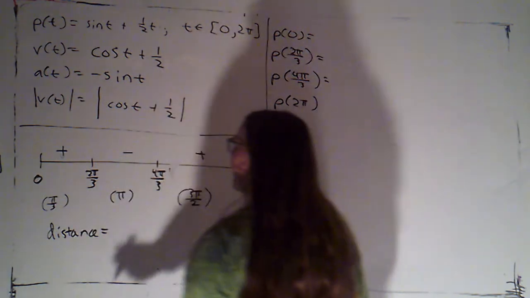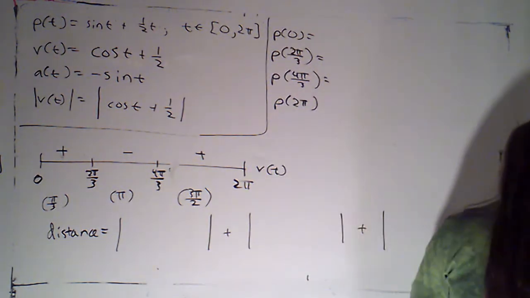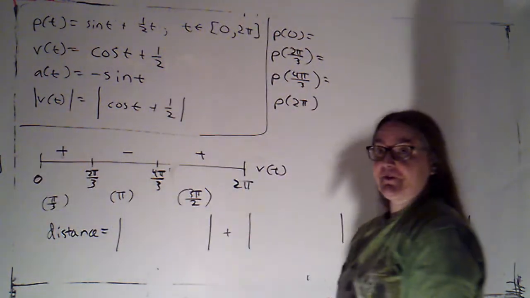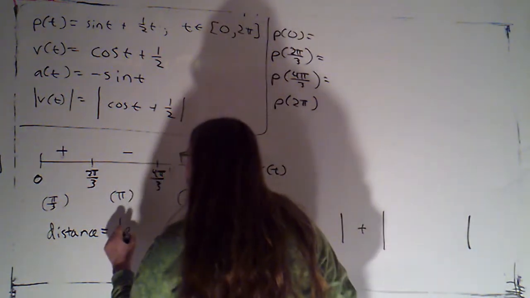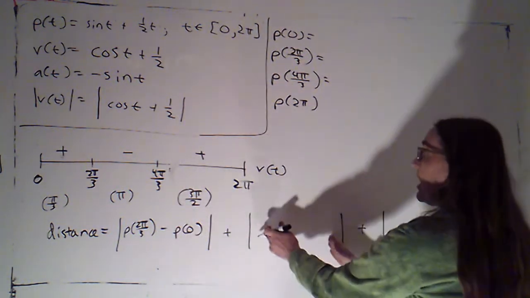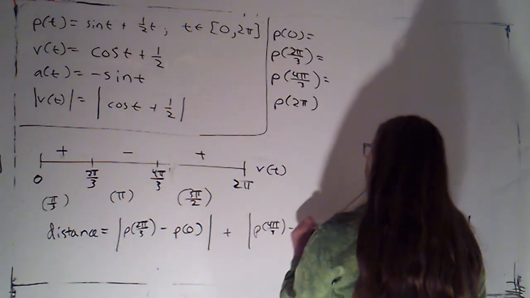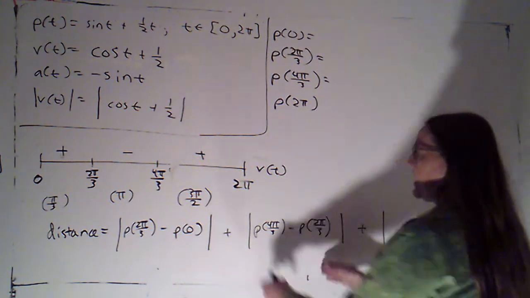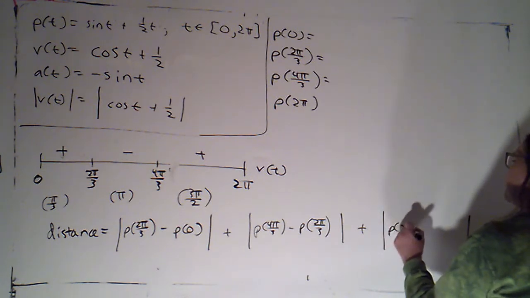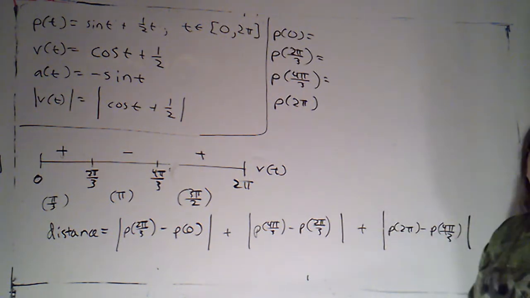I can basically say that's going to be the sum of 3 things, each of which is an absolute value. It's the absolute value of the displacement over this interval, and this interval. So over this interval, we would have the position at 2 pi over 3 minus the position at time 0. Over the middle interval, our displacement is the position at 4 pi over 3 minus the position at 2 pi over 3. Of course, I'll take the absolute value of that. And then over this third interval, my displacement is the position at 2 pi minus the position at 4 pi over 3. And again, I'm taking the absolute value of that.